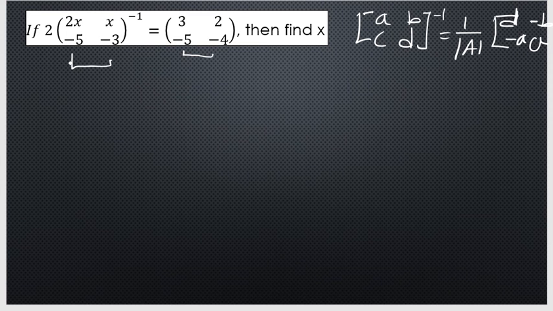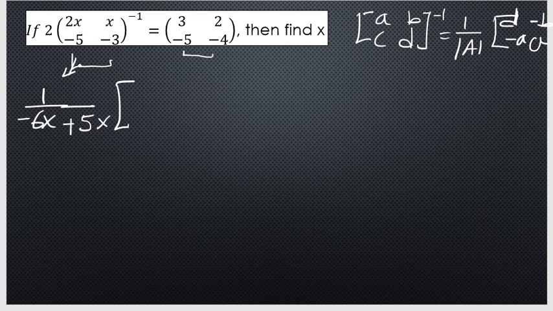So when you find the inverse of this matrix, what to do first? The determinant. The determinant is 2x times negative 3, which will be negative 6x, minus, you know, determinant means first multiply the main diagonal, then minus negative 5 times x is negative 5x, which will be plus 5x. This is the determinant, the denominator.